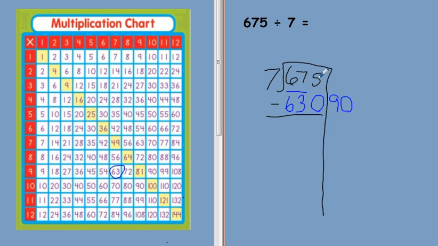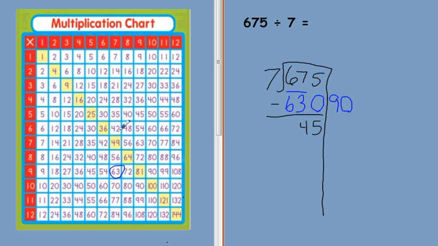So now we're going to look at this. 5 minus 0 is 5. 7 minus 3 is 4. And 6 minus 6 is 0. So now we figured that one. So now I'm going to have to find another multiple of 7 that gets us closest to 45 without going over.